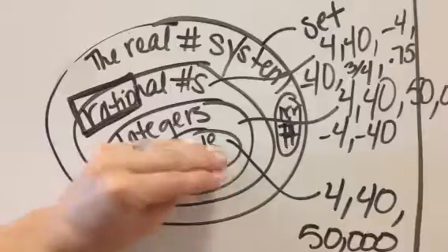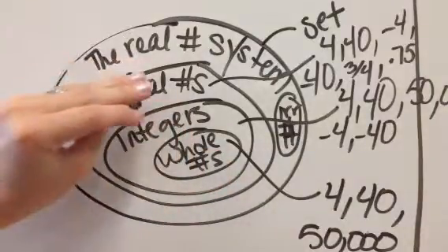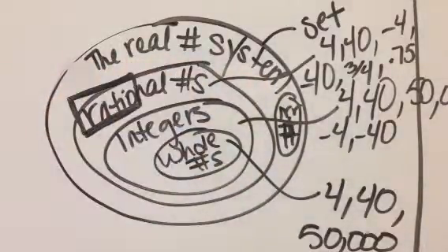So all whole numbers are integers. All integers are rational numbers. And all rational numbers fall within this real number system. So if you can see the progression from the middle up, it's really easy to read and it's a great diagram to refer to.